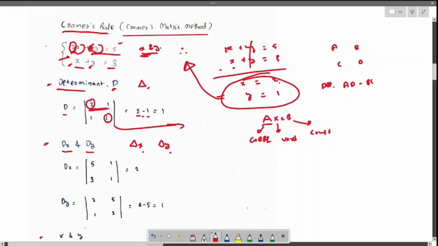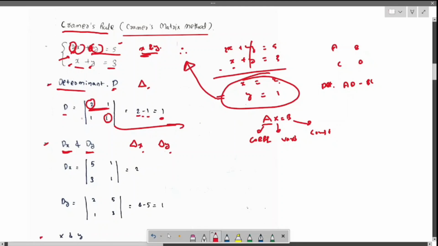So 2 into 1 minus 1 into 1 equals 1. The determinant D we got as 1. Now let us find Dx and Dy. This is a little bit tricky. You need to place the values carefully. This is a simple problem, so here you don't need to focus much. Going forward, there will be a lot of advanced problems, and there you need to place the values carefully.